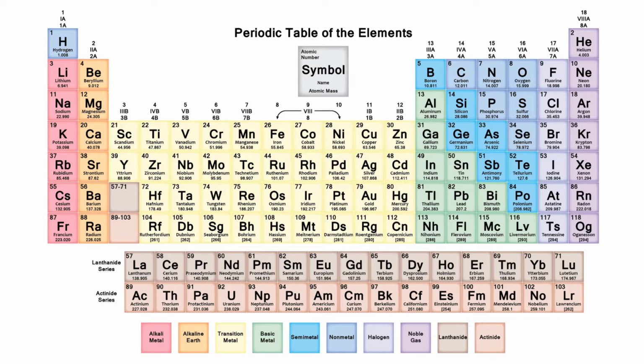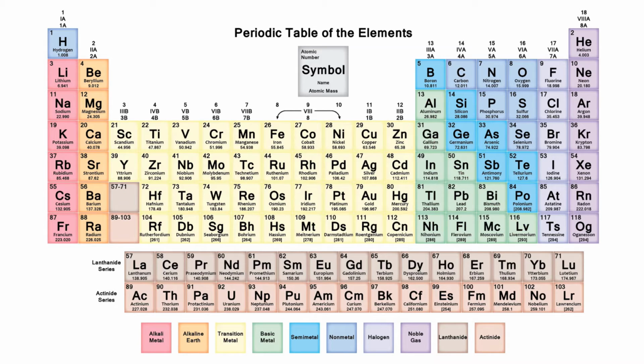Let's have a look at post-transition metals. These post-transition metals are also called basic metals. Some periodic tables refer to them as other metals. Generally, the melting point and boiling point of these post-transition metals will be lower than normal metals, and their texture is softer than other metals you can see on the periodic table.